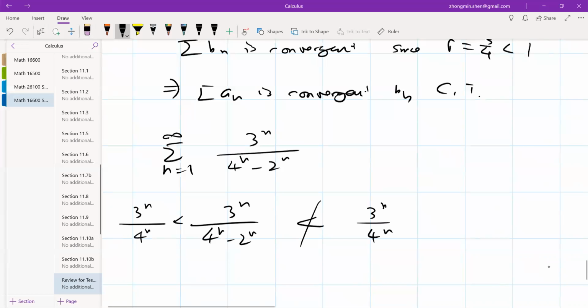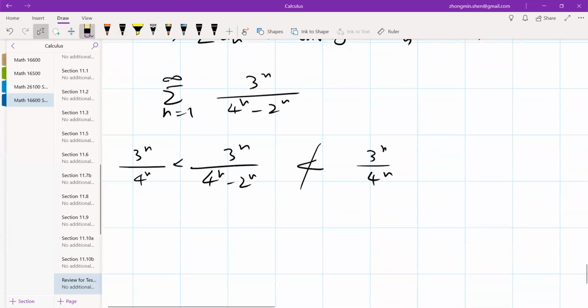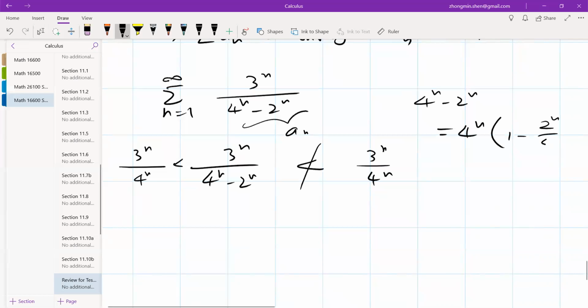So the one on the left-hand side being convergent doesn't imply the one on the right-hand side is convergent. So you cannot use the comparison test directly. But as I told you, 2 to the n can almost be dropped. Compared to 4 to the power n, it's really small. If you factor out 4 to the n from 4 to the n minus 2 to the n, it's 4 to the n times 1 minus 2 to the n over 4 to the n. So that number is very small.